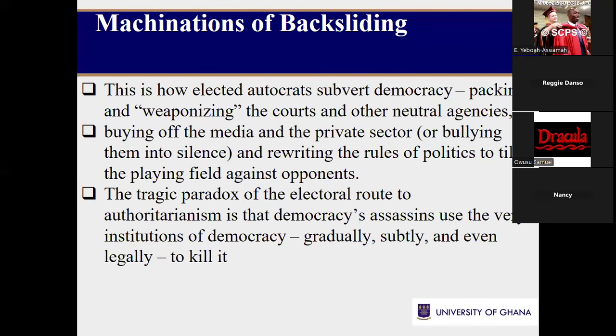They neutralize them. They also buy off the media. They buy the media. They buy the private sector. So last time, a journalist came and mentioned that the government has set up a WhatsApp platform for some media personalities, for some civil society organizations, and what have you.